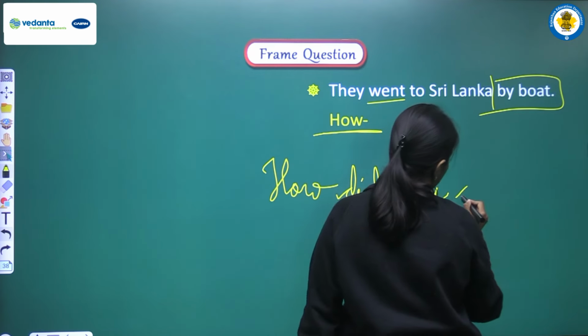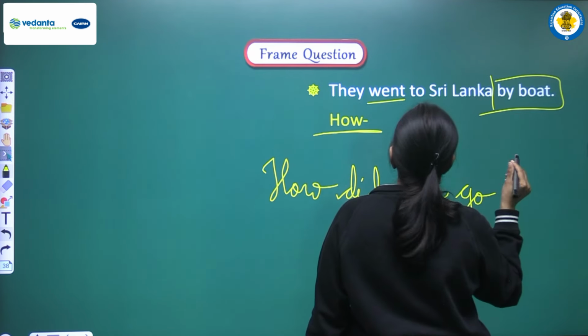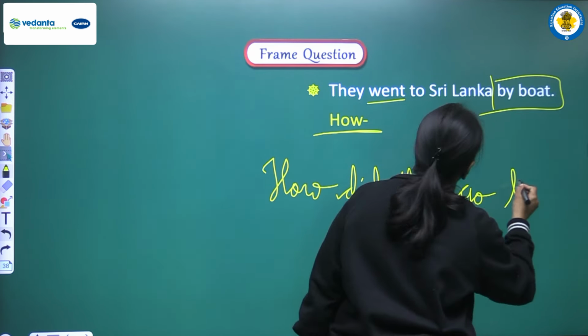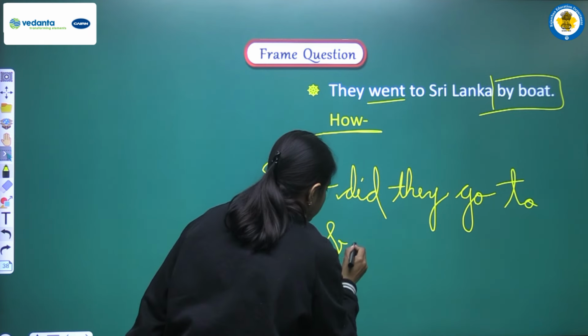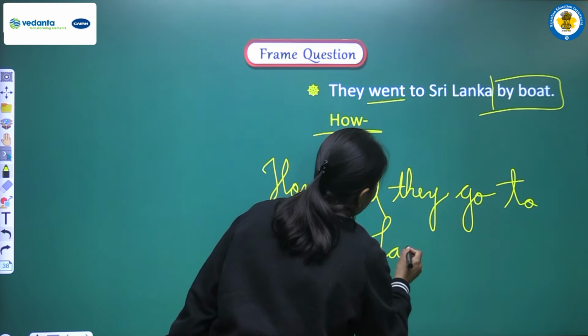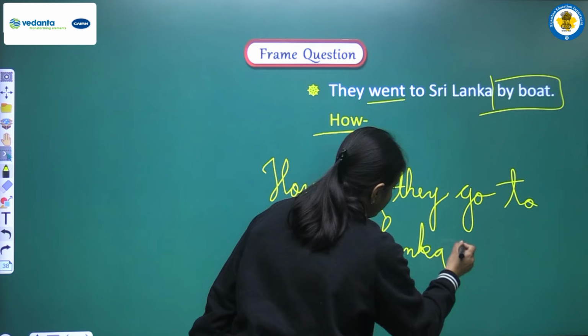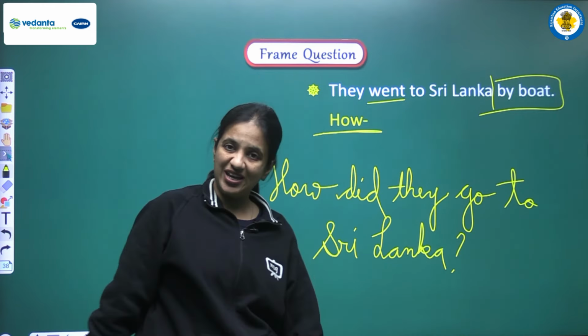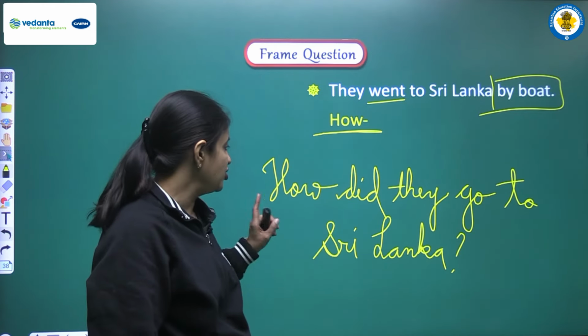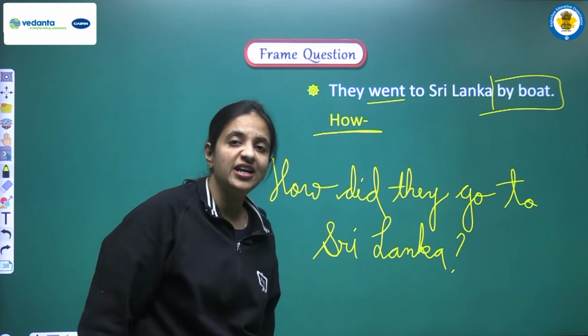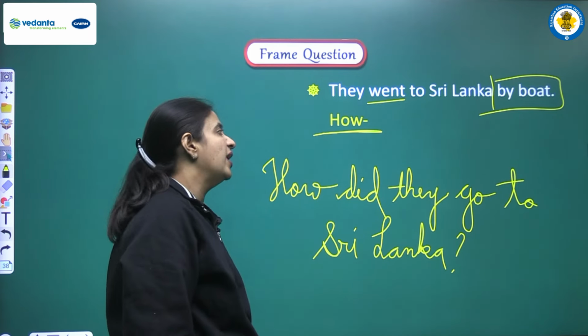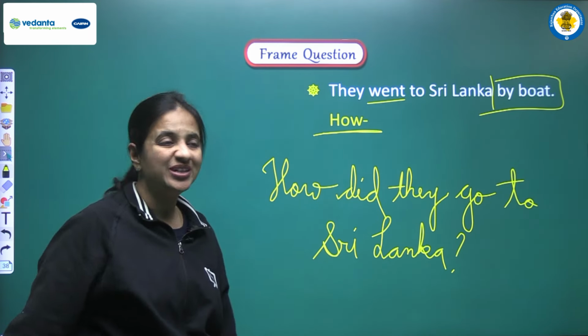went की फर्स्ट फॉर्म हमें यूज करनी है, that is go. How did they go to Sri Lanka, and the answer will be by bus, sorry, by boat. Okay, so in this manner we can make a question, how did they go to Sri Lanka, and the answer is they went to Sri Lanka by boat.